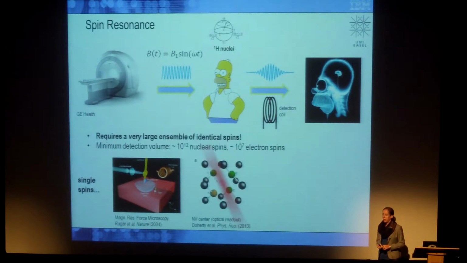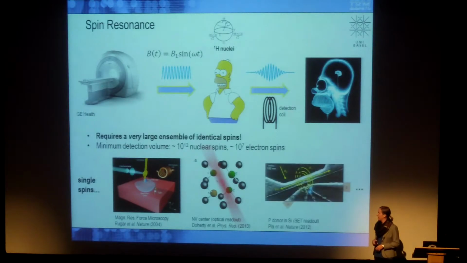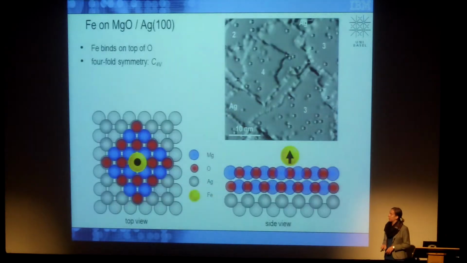Another example are NV centers in diamond, where the spins are optically read out and manipulated. A further example are donors in silicon, for example phosphorus, that are read out electrically. And I'd like to add to this these atoms on a surface read out with a scanning tunneling microscope. So let's have a look at the system that we're studying.